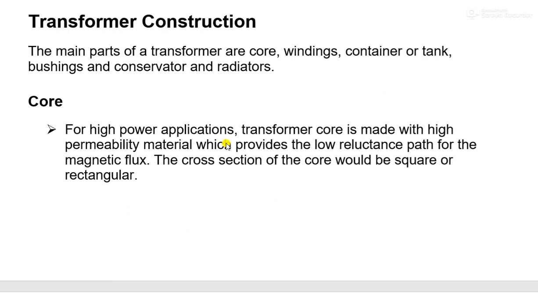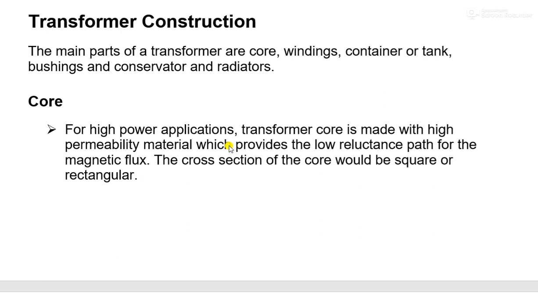First we will see about the core. For high power applications, like industrial uses, the transformer core is made of high permeability material. Permeability is a property of a magnetic material which gives ease of passage to the magnetic flux. High permeable material provides low reluctance. Reluctance is the opposition to the flow of magnetic flux.